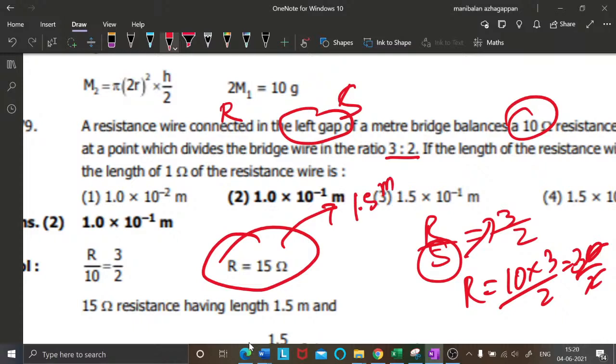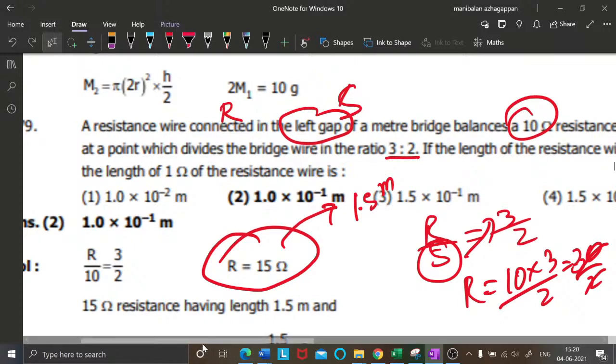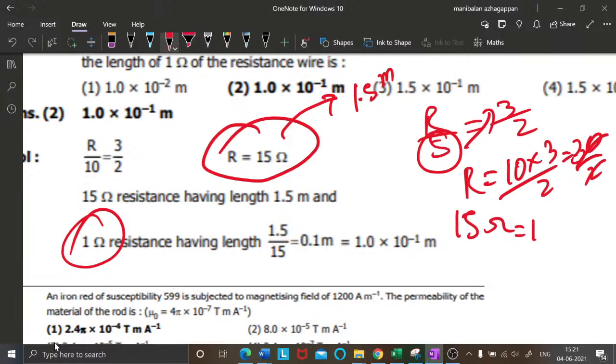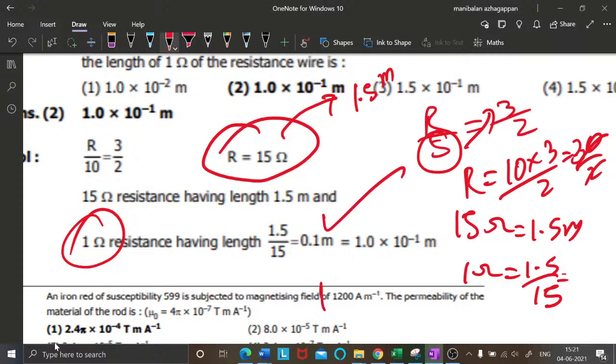Okay, the 15 ohms works under 1.5 meters, which is given in the question. See here, the 15 ohms is distributed over 1.5 meter, in the ratio 3 by 2. Now they asked for 1 ohm, how much length is required. 15 ohms requires 1.5 meter, so 1 ohm requires 1.5 divided by 15. It's very simple. This calculation gives 0.1 meter, or we can write 1 into 10 power minus 1 meter. Also the option is going to be 2, 1 into 10 power minus 2.